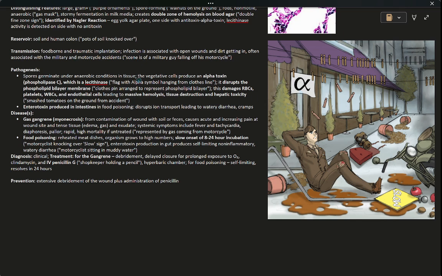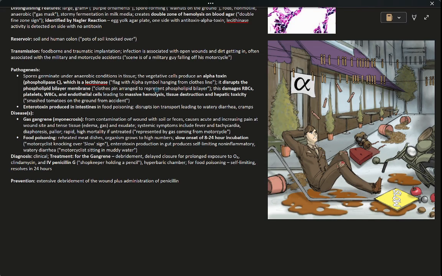And this alpha toxin, which is a lecithinase, will disrupt the phospholipid bilayer membrane. And you can remember this by thinking about the clothespins that are arranged to represent the phospholipid bilayer, shown over here. And this alpha toxin flag does a nice job at representing this damage, resulting in these lipids falling apart and ultimately leading to destruction of the bilayer.